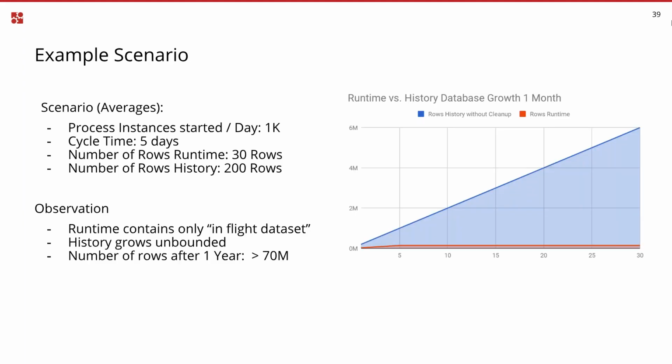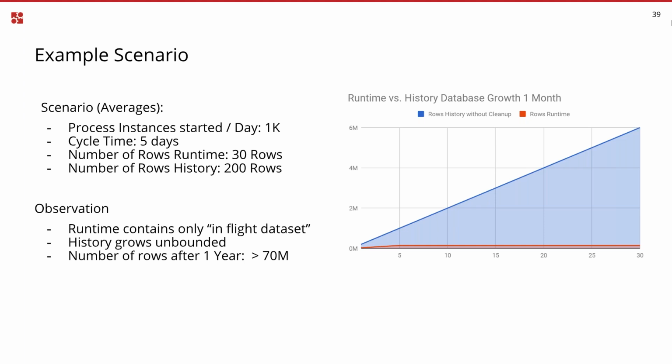Here, again, I've tried to make a chart. So what do we have here? Let's assume this example scenario. I'm a company, I'm running Camunda, and I'm starting workflow instances at a rate of 1,000 per day. That's actually still quite modest. Many of our users do considerably more than that. So I'm starting workflow instances at a rate of 1,000 per day, and cycle time is on average 5 days. So a workflow instance runs for 5 days on average.